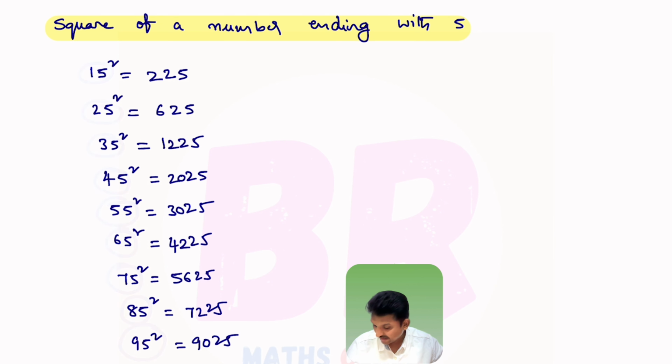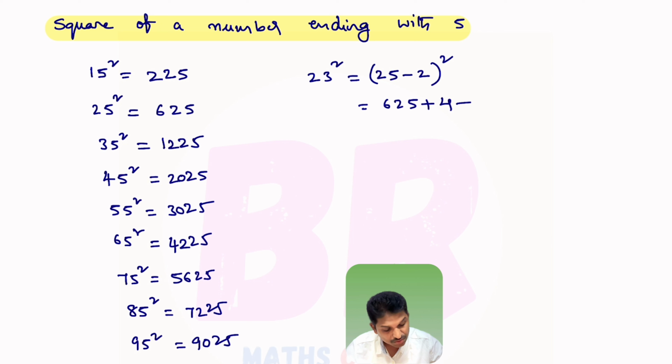Not only this, see, if you want to calculate 23 whole square, you can write it as 25 minus 2 whole square, right? 25 whole square, that you can calculate very easily. Plus 4, a square plus b square minus 2ab. 2 into 25 is 50, 50 into 2 is 100. 625 minus 100 is 525, 525 plus 4 is 529. Like this, you can calculate.